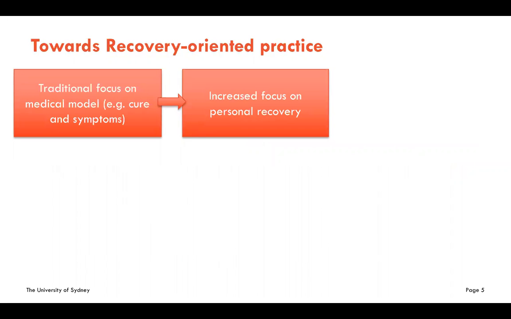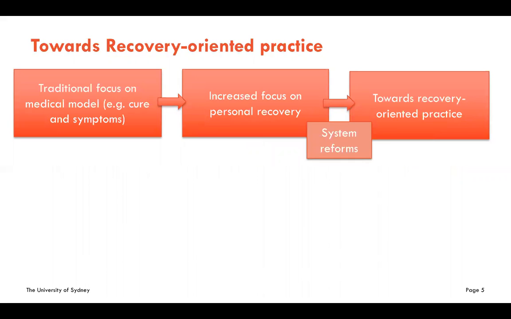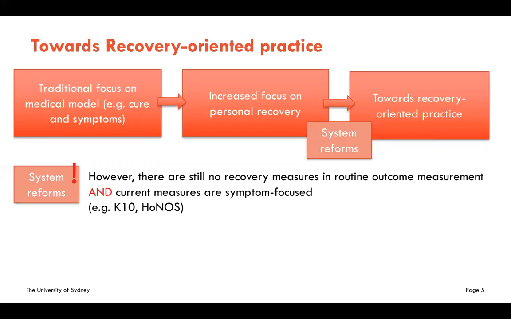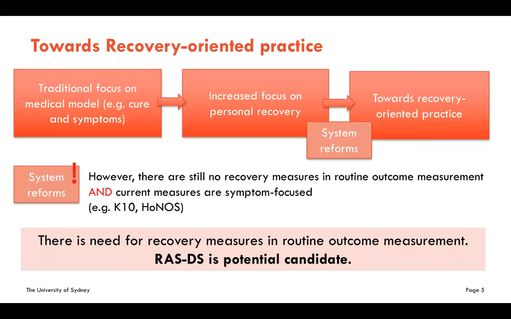To support personal recovery amongst individuals, mental health services have been undergoing system reforms to ensure that their practice is recovery-oriented. However, one of the changes that have yet to be made is inclusion of recovery measures within national or service-mandated routine outcome measures. The current routine outcome measures that workers have to use are symptom-focused and do not align with recovery principles. In order to reorient services towards recovery-oriented practice, it is crucial that we include recovery measures within routine outcome measurement.